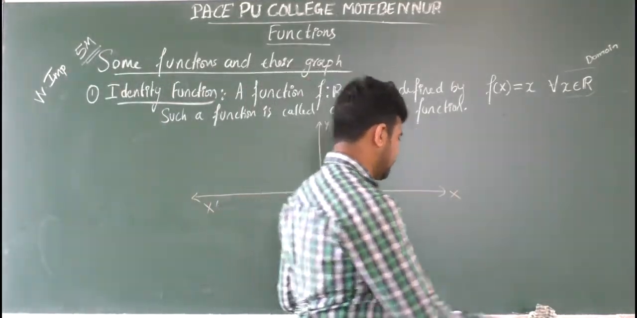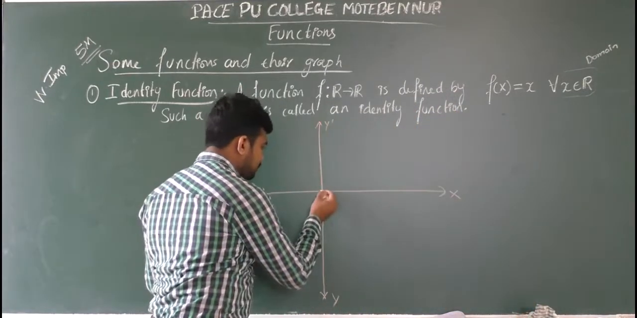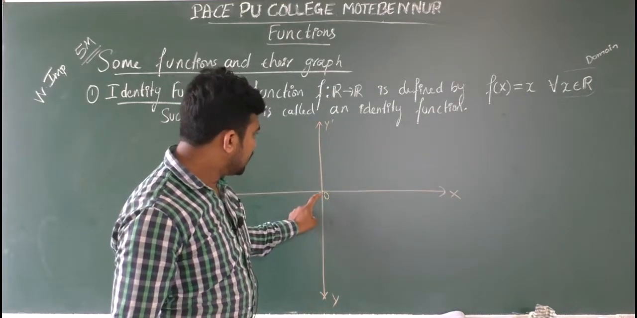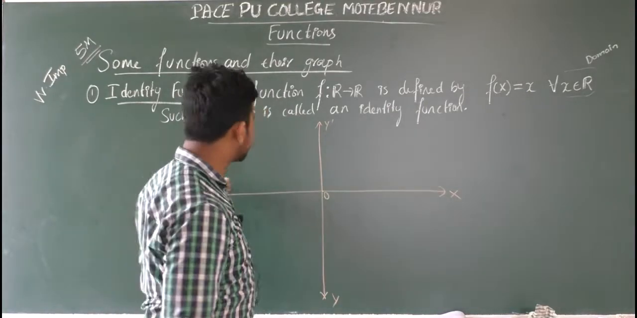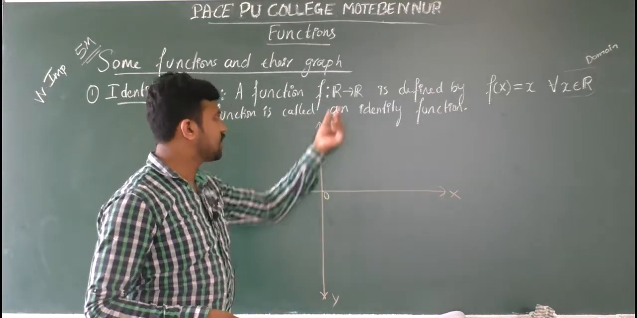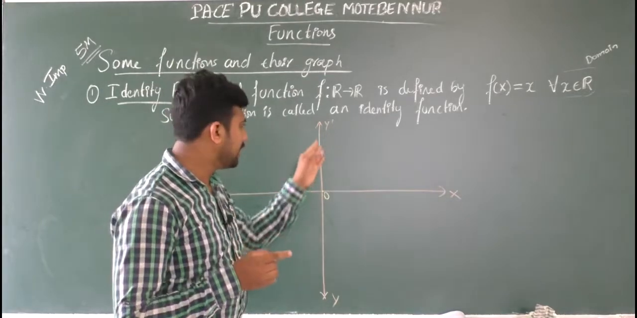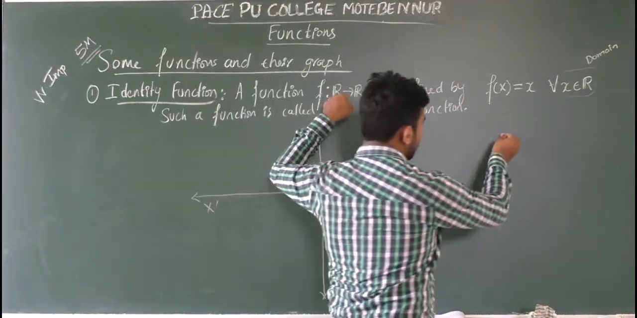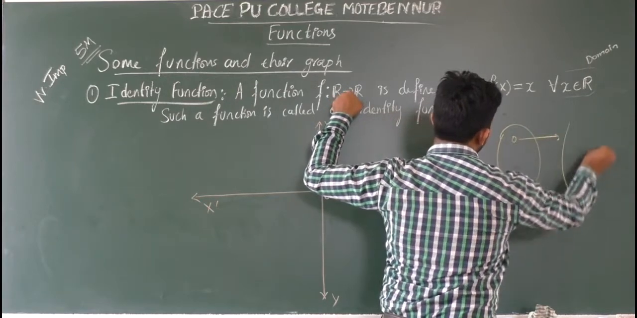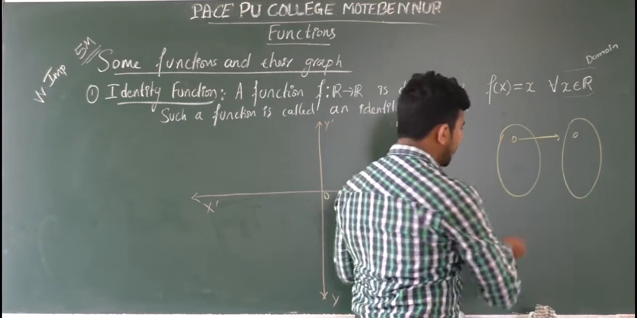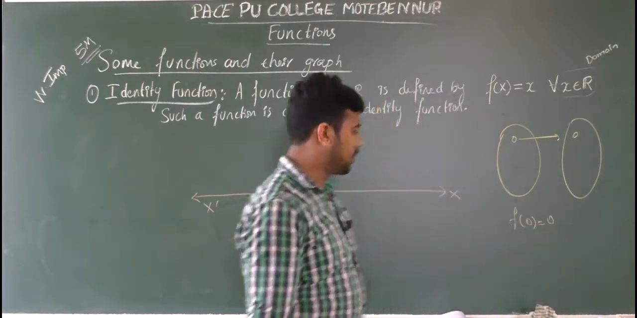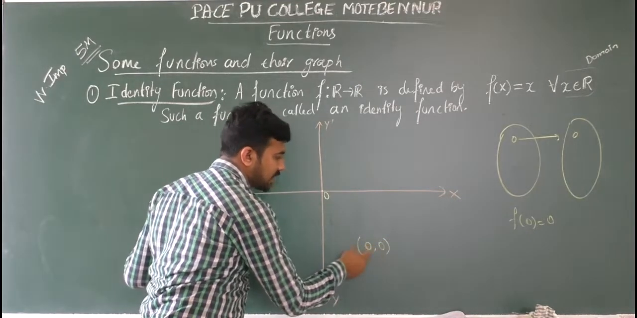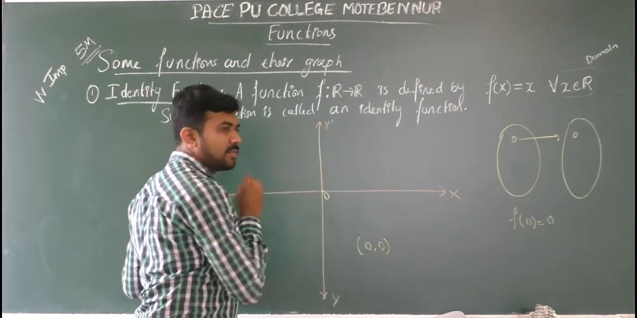How to draw the graph? According to the image. This is the origin. Consider the x-axis as the domain and the y-axis as the codomain. If I take 0 on the x-axis, what is the image of 0? 0 itself, because f of x is equal to x, so f of 0 is equal to 0. So we get the point with x equal to 0 and image 0, which is the origin.